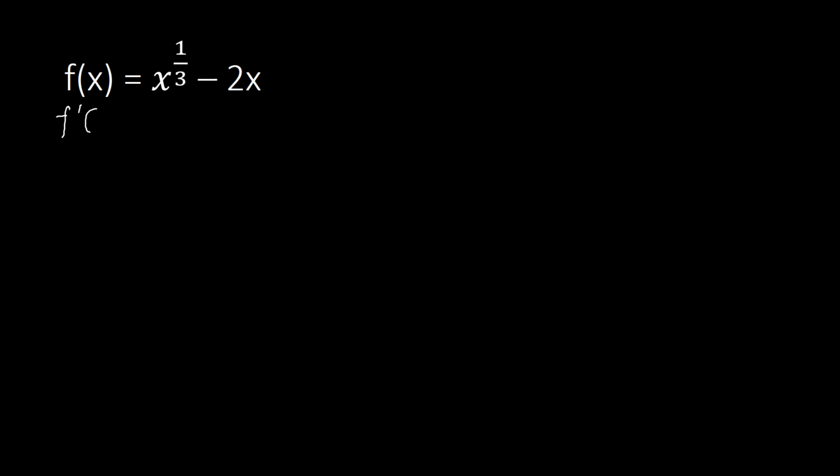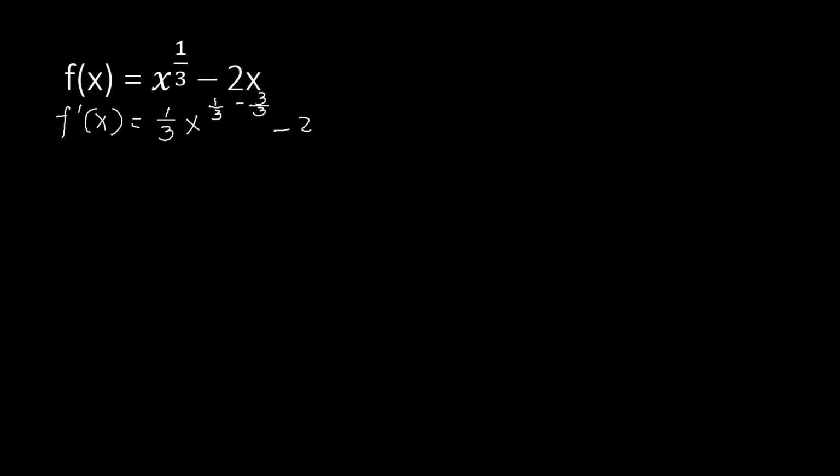F prime of x will be equal to the derivative of x to the power 1/3, which is 1/3 x to the power of 1/3 minus 1. For the minus 1, we are going to choose a fraction with the same denominator, which is 3. So we can have 3 over 3, and 3 over 3 is simply 1. Minus 2x. The derivative of 2x is simply 2.